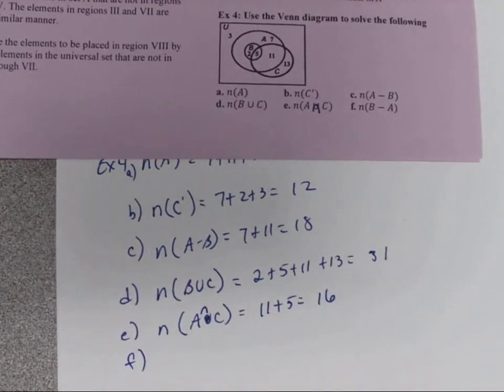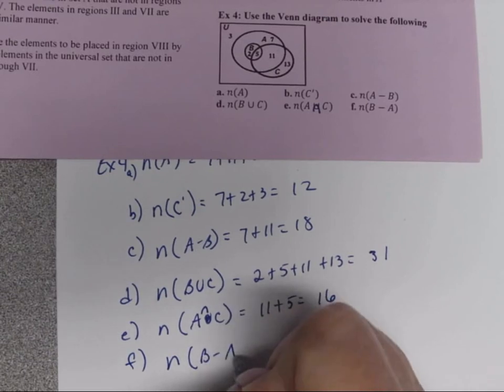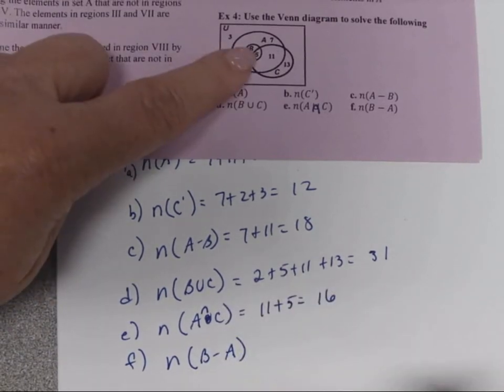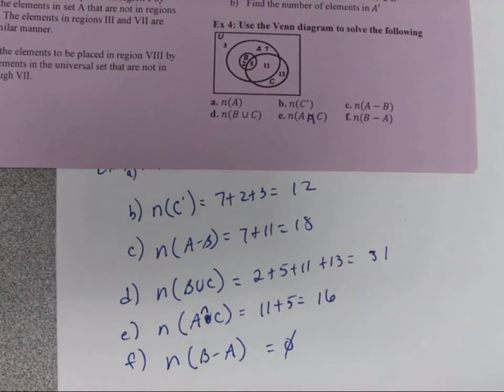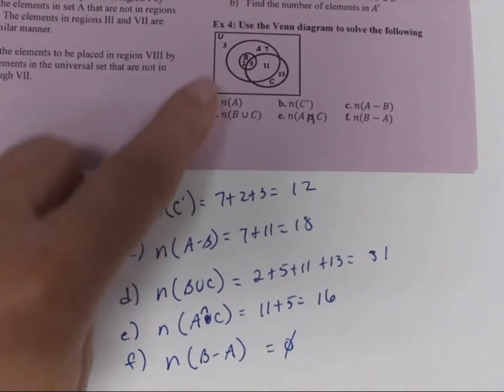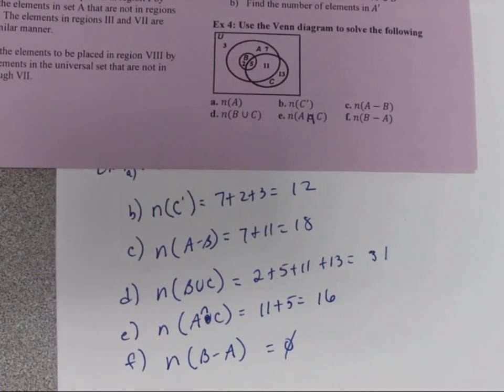And our last one would be N, the number of B minus A. So if we take B and subtract out A, that's actually going to be our empty set, which means there is nothing left. If we take B and subtract out A, since B is part of A, we will have nothing.